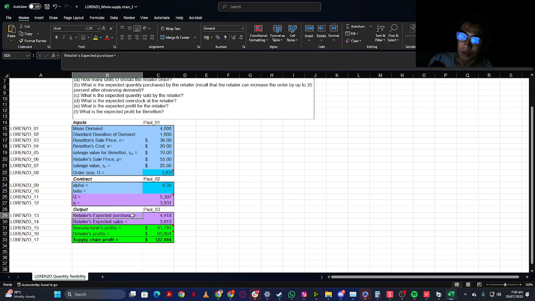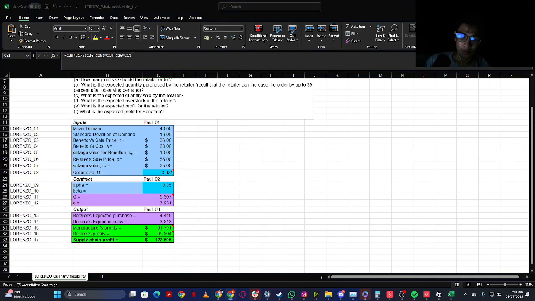So for the output, the retailer's expected purchase is 4,418. And then their expected profit, how do we compute that? The retailer's purchase times 36 plus Q minus the retailer's purchase times 10 minus Q times 20 is 61,791. So you're going to get the manufacturer's profit of 61,791.